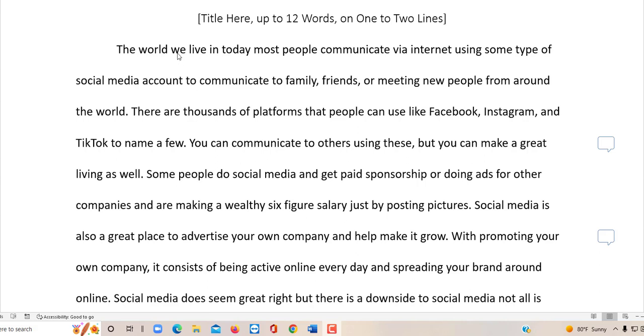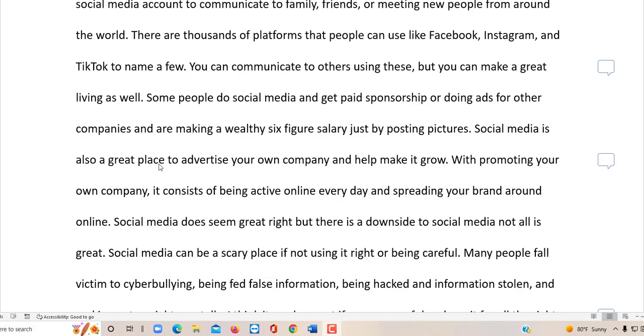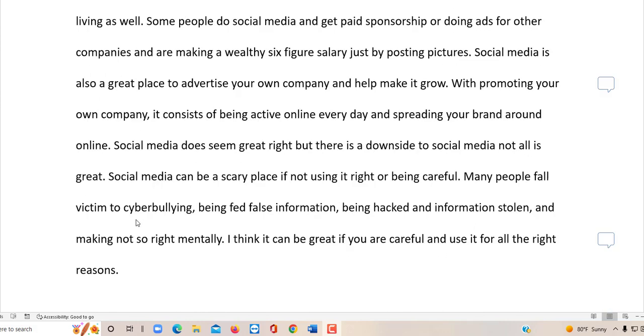The world a person lives in today, everyone communicates by using internet or social media to communicate to friends and family. There are thousands of platforms people can use. A person can communicate to others, but a person can make a great living using social media. Social media is a great place to advertise a person's own company and make it grow. While promoting a person's company, it consists of being active every day and spreading a person's brand around online.